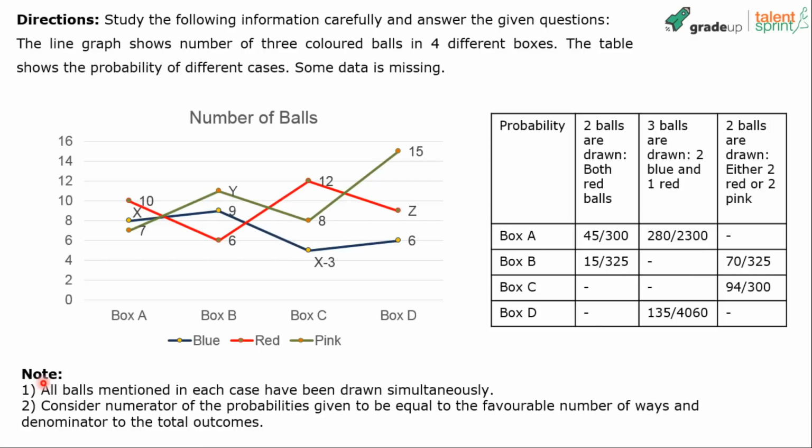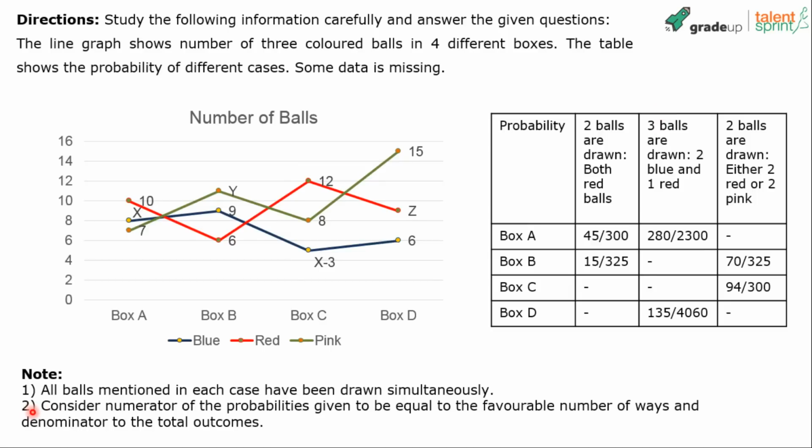Now there are some important points given here, right? Look at those points. All balls mentioned in each case have been drawn simultaneously. So when he's talking about 2 balls being drawn or 3 balls being drawn, he says all of them have been drawn simultaneously, not one after the other.